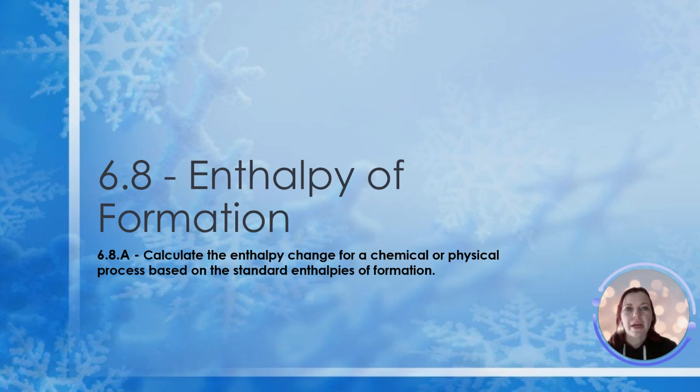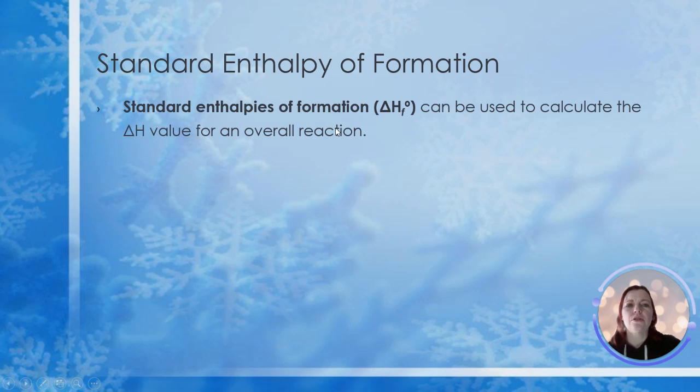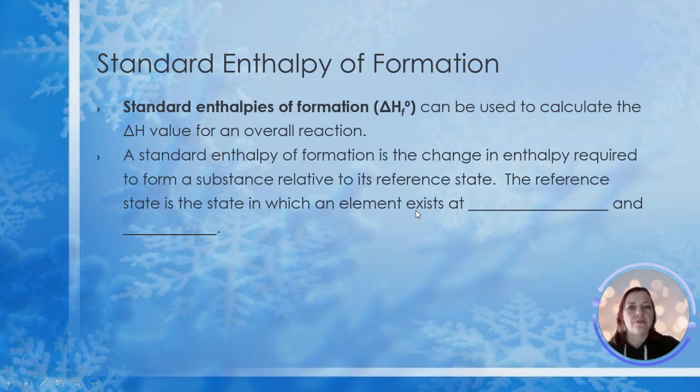So the learning objective for today is 6.8.a: calculate the enthalpy change for a chemical or physical process based on the standard enthalpies of formation. So again, we're continuing with this idea of how we calculate the enthalpy of a reaction. We've looked at how to manipulate the enthalpy if it is given to you at the end of the reaction. In our last video, we looked at bond enthalpies, and now we're going to look at standard enthalpy of formation. Standard enthalpy of formation can be used to calculate the delta H value for the overall reaction. So again, just another way to calculate that delta H.